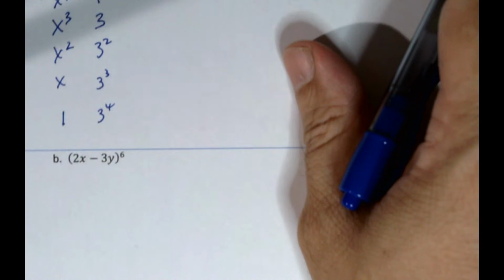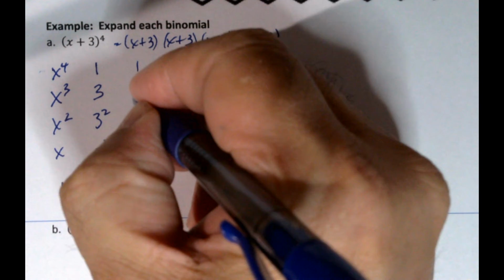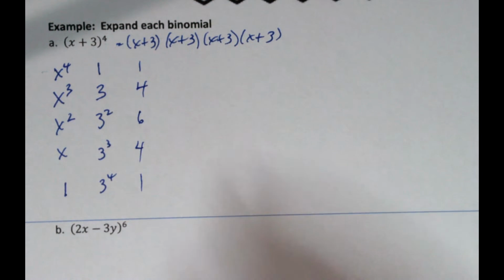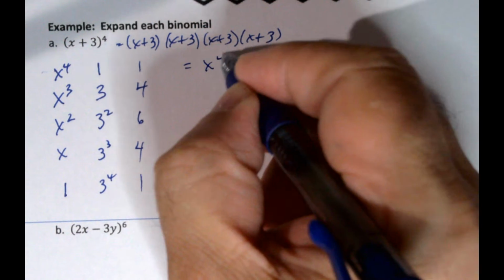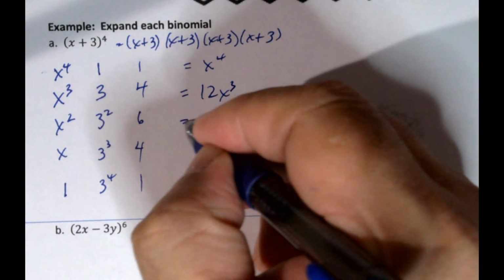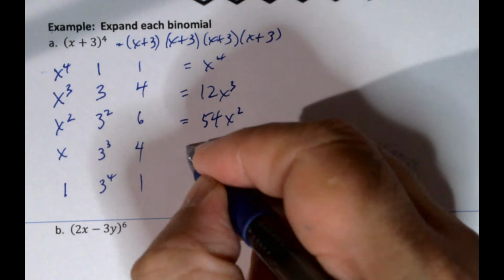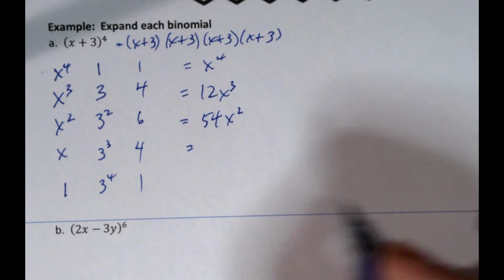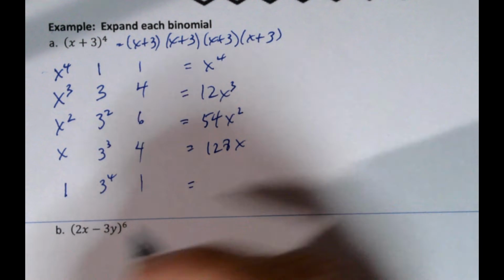And how we're going to use that is here. Oops, went too far. Come on back down. All right. So we're going to say 1, 4, 6, 4, 1. And then we're going to multiply that straight across. So this is x to the 4th, 12x cubed. 6 times 9 is 54. So it's 54x squared. 3 to the 3rd is 27 times 4 is 128 x, and then the last one, 3 to the 4 is 81.